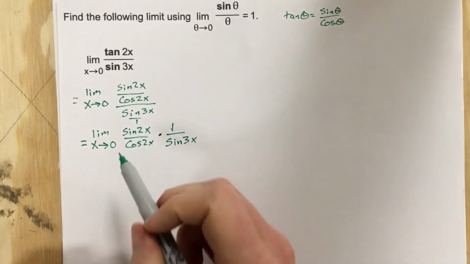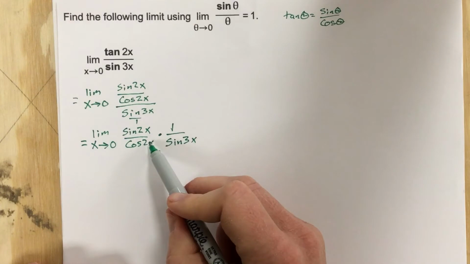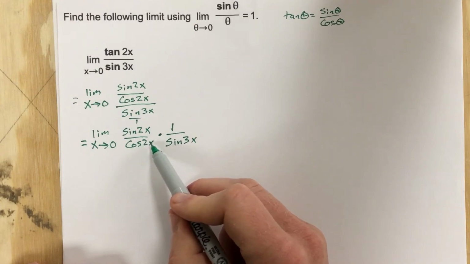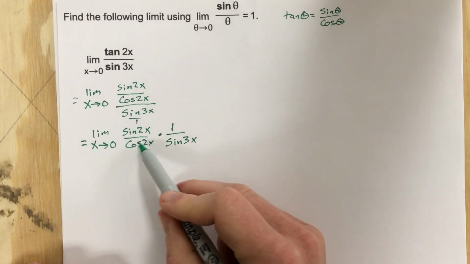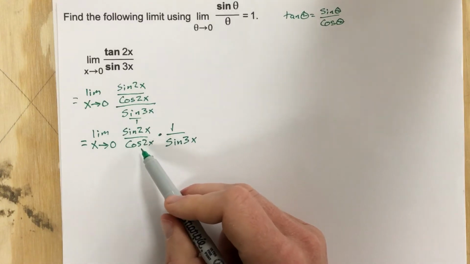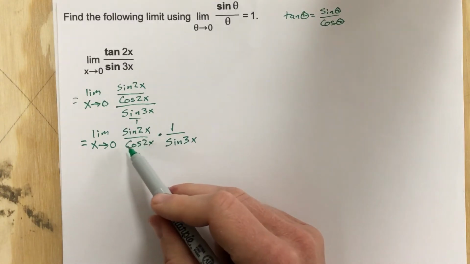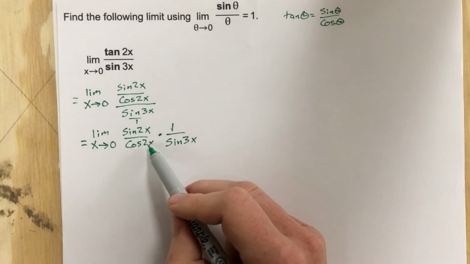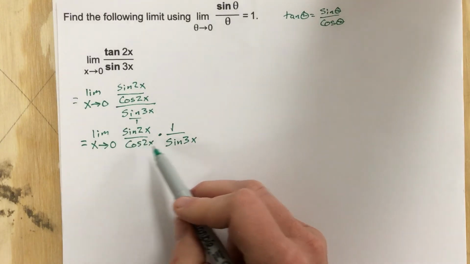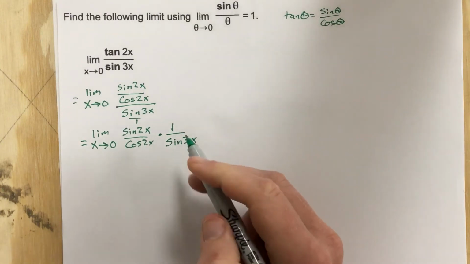Now I want to point something out here. When I plug in 0 for cosine, I get cosine of 2 times 0, which is cosine of 0. Cosine of 0 is 1. So because cosine 2x is in the denominator and it gives you 1 when you plug in the limit, this cosine 2x is not a problem. It's just the sine that's the problem.